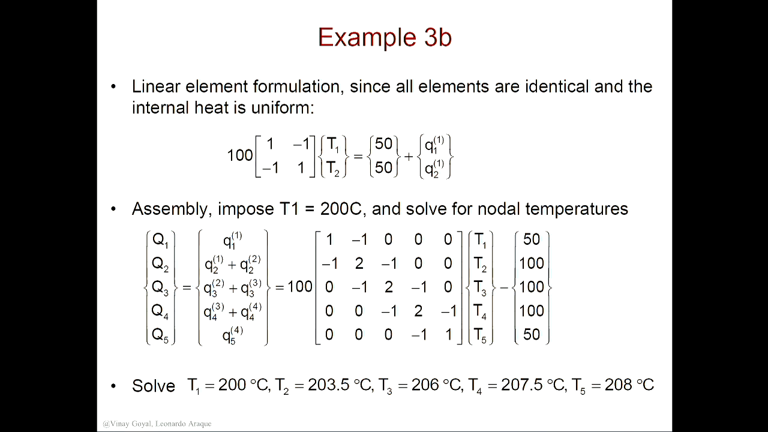T1 is 200. You're specifying that, so you can get the rest of the temperatures. And that's what you get. Okay. I did it here. This actually makes a lot of sense. It's telling you I'm not losing a lot of heat. Maybe 400 watts is not enough to really heat up this bar too much. That's what it's telling me physically. Okay.